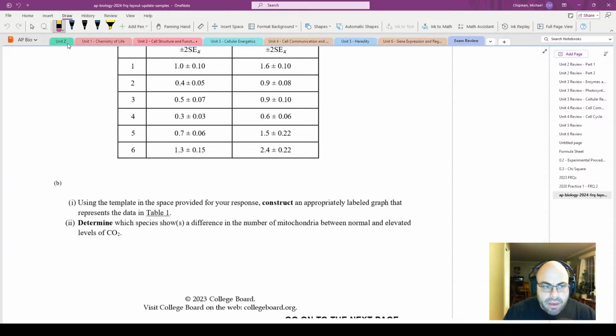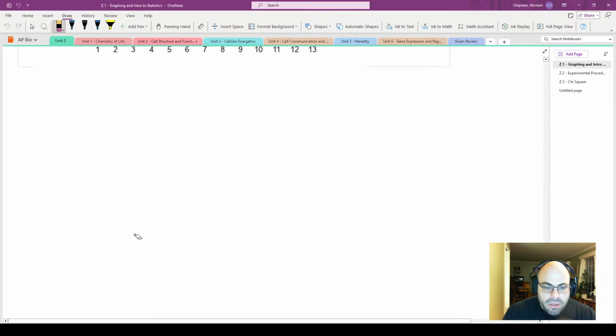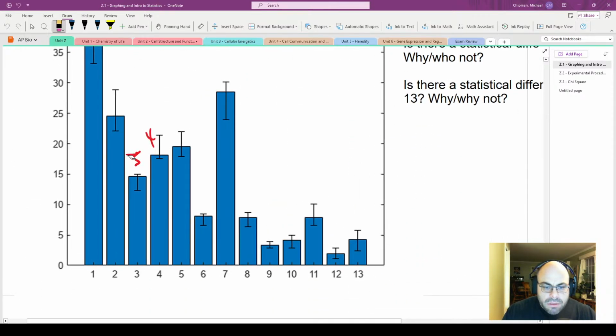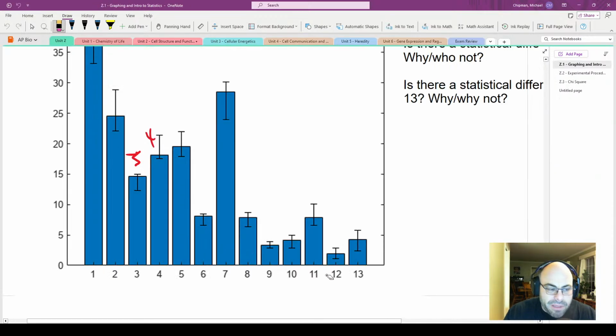I'll go back to my Unit Z video here. You're going to have some error bars. Okay, this is perfect. So the question might be, determine if there's a difference between 4 and 5. Or no, let's not use 4 and 5. Let's use 12 and 13, because with 12 and 13, you're like, oh wow, there's a big difference. You'd see this question and say, determine which species show a difference. And you'd think 12 and 13 show a big difference because look at them. But they don't, because their error bars overlap, right? So that one's not.